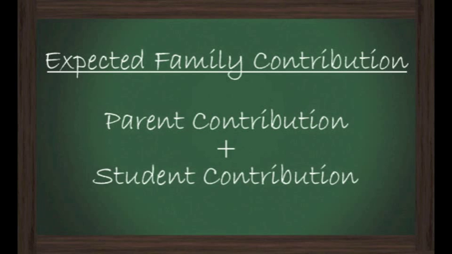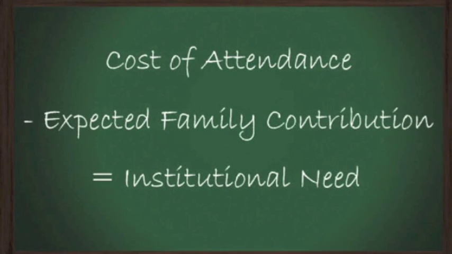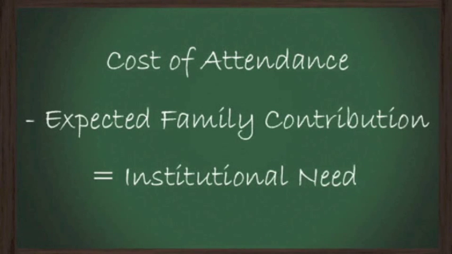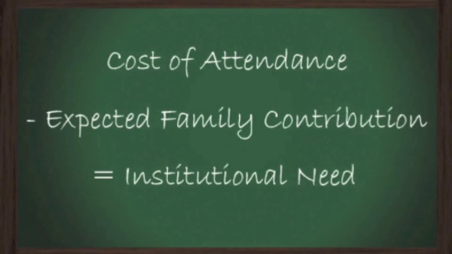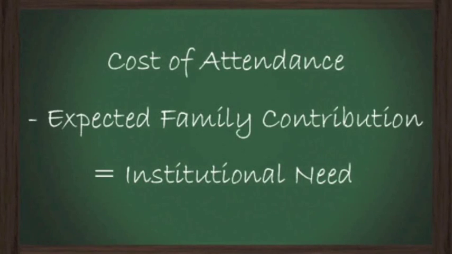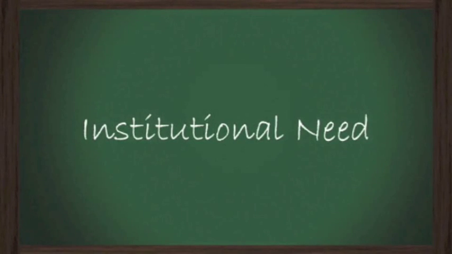For the student contribution, students are expected to use a portion of their personal assets each year and savings from summer employment. The summer earnings expectation varies based on class level and actual reported income. Once the cost of attendance and expected family contribution is established, your institutional need can be determined. As noted earlier, need is determined by subtracting the expected family contribution from the cost of attendance. We will now discuss how that need is met for most financial aid awards.